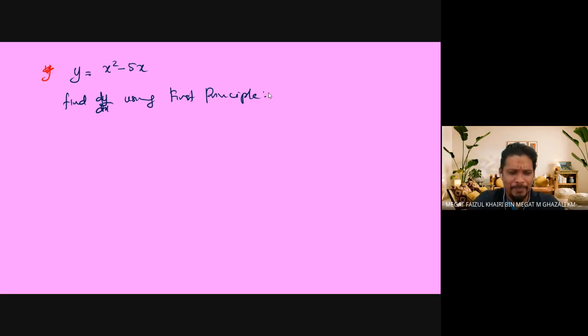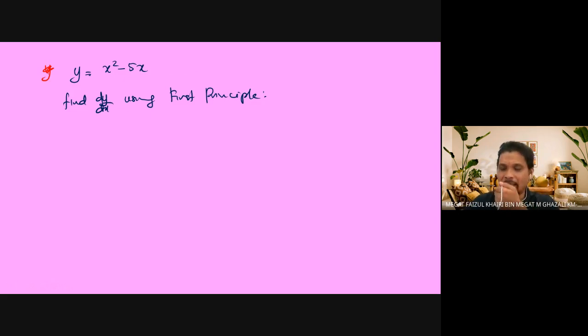Okay, so x square, x plus a square minus 5 is minus x square minus 5. Okay, no problem with this. Right.